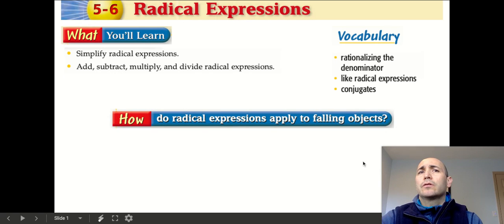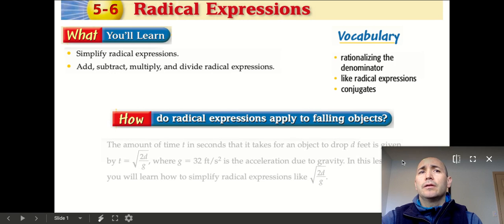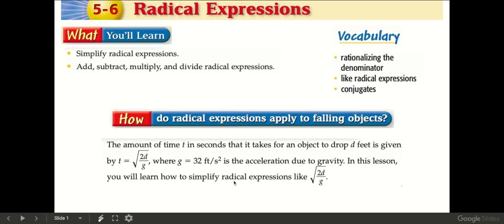So, how do radical expressions apply to falling objects? The amount of time t in seconds that it takes for an object to drop d feet is given by t equals the square root of 2d over g, where g equals 32 feet per second squared, the acceleration due to gravity. In this lesson, you will learn how to simplify a radical expression like the square root of 2d over g.